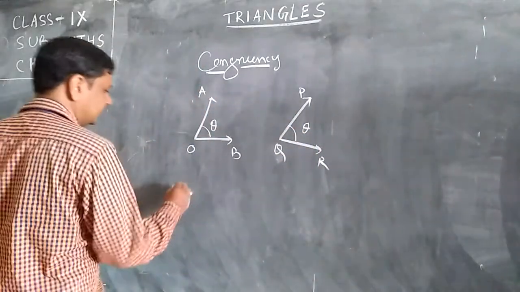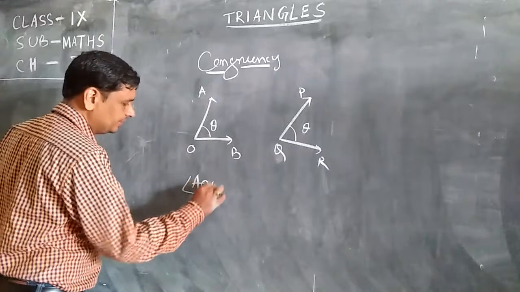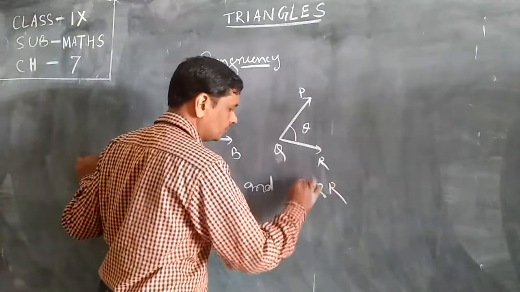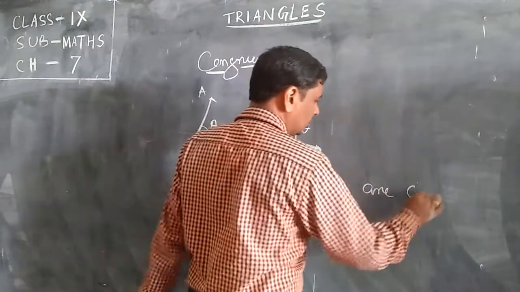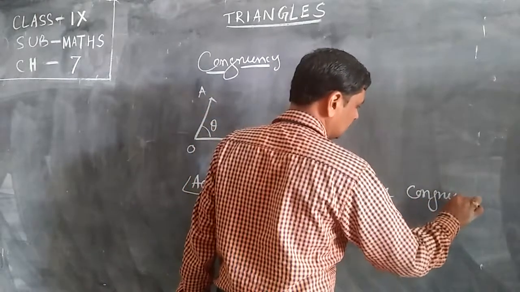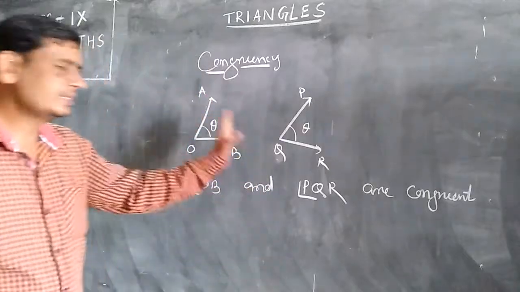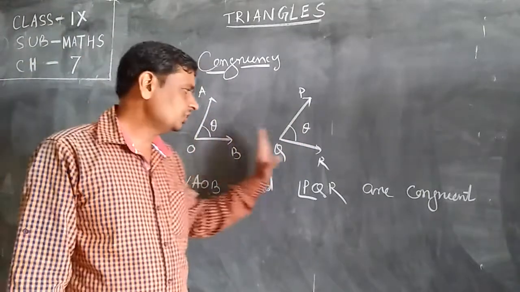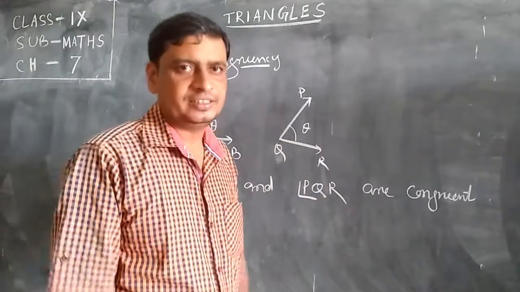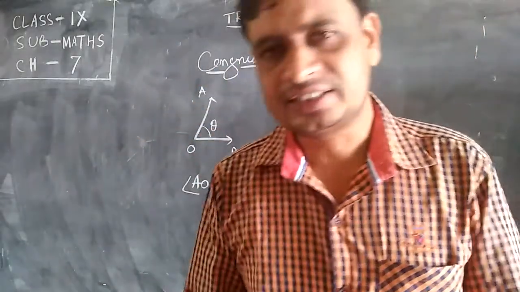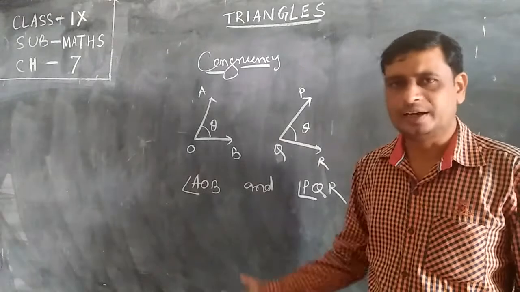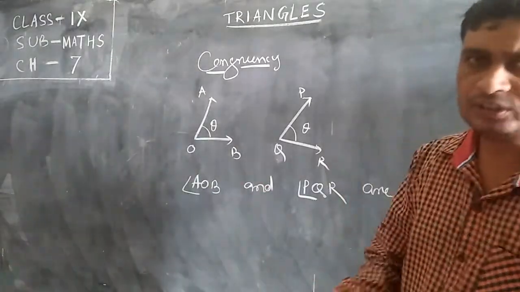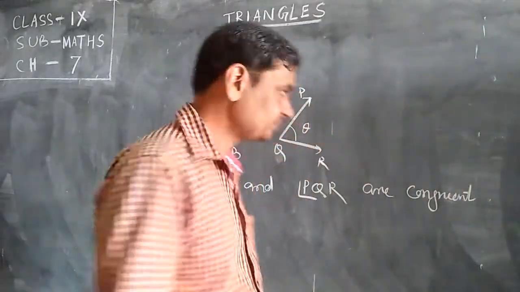Here angle AOB and angle PQR are both congruent, since the inclination of both the angles are equal. Similarly, if the sides of a square are equal to the sides of another square, then both the squares will be congruent.